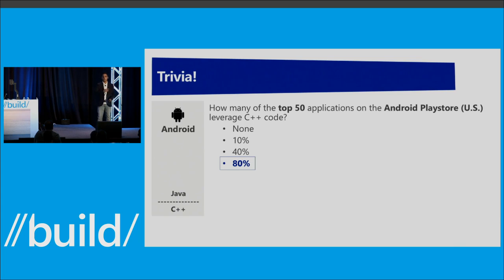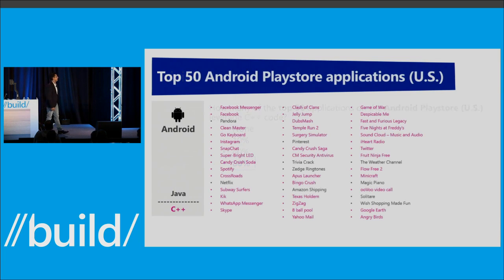So the reason I had this slide was because the answer is obviously 80%. Surprising. How many people find this surprising? That 80% of the top 50 applications on the Android Play Store are using C++. Well, let's take a look at what these applications are. This data is about a couple of weeks old, so don't sue me if any of the order changed here.